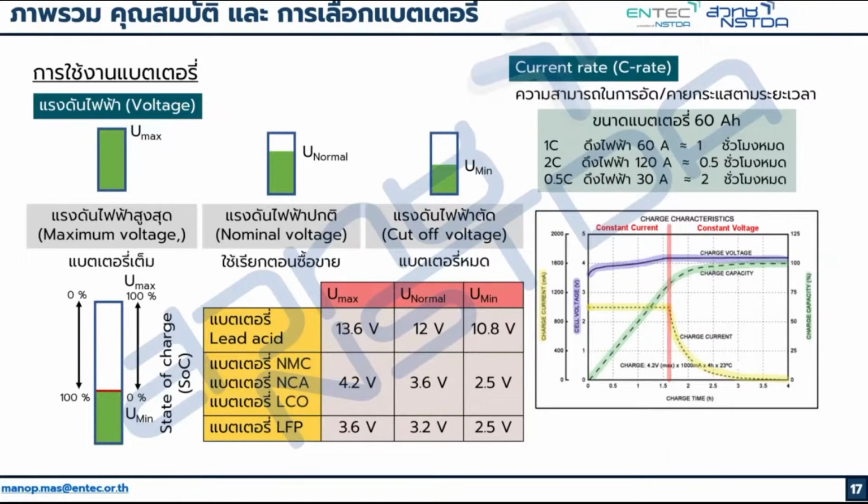Now we look at the C rate. For a battery size of, for example, 60 amp-hour, 1C means we consume 60 amp, and the battery will last 1 hour. For 2C, or 120 amp, the battery will last 0.5 hour. And for 0.5C, 30 amp, it will last 2 hours.